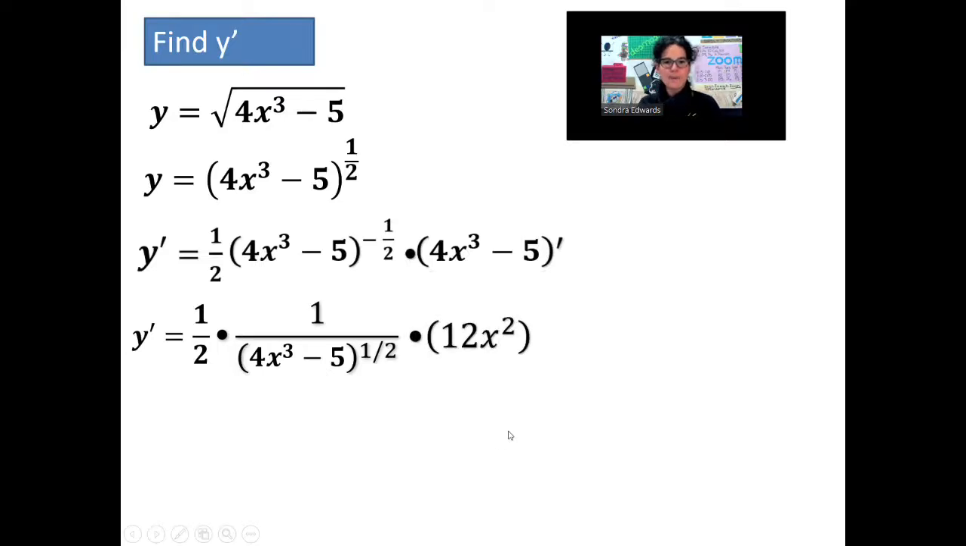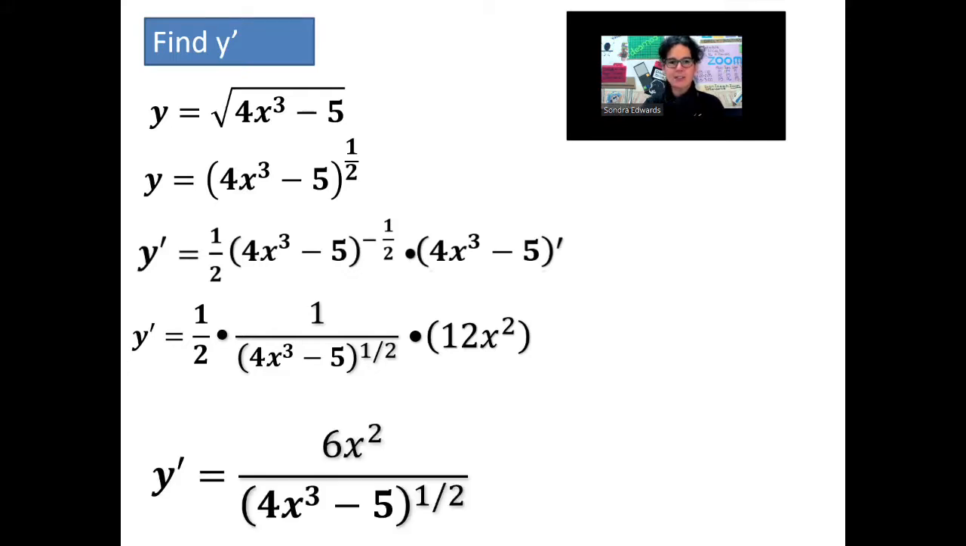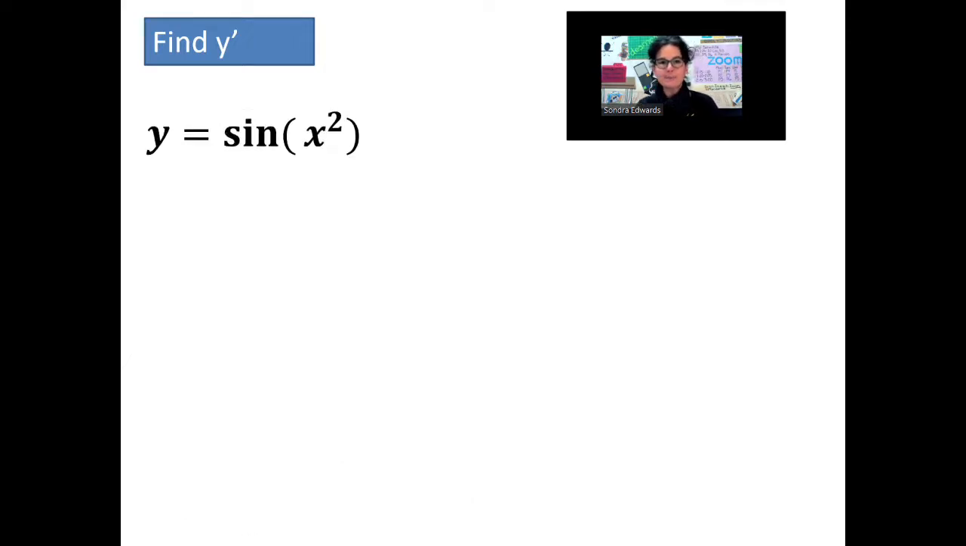12x squared. Simplifying just a bit, this 12x squared is over 1, so numerators times numerators, denominators times denominators. And we have this. I did the 12 and that 2 right there. I made it 6 over 1, so that's why we don't have 2 in the denominator anymore. Okay, so there is the derivative of y.